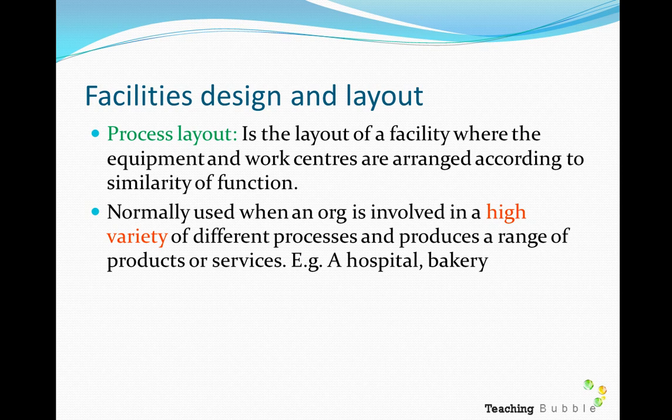I've got examples there of a hospital and a bakery, and I'll show you an example of a hospital in a second. But essentially, this is where there's high variety. So it could be different product ranges. So you're not just doing one or two products and just trying to pump out as many as possible. In your production, there's actually a high amount of variety, and this kind of layout fits in well with that.